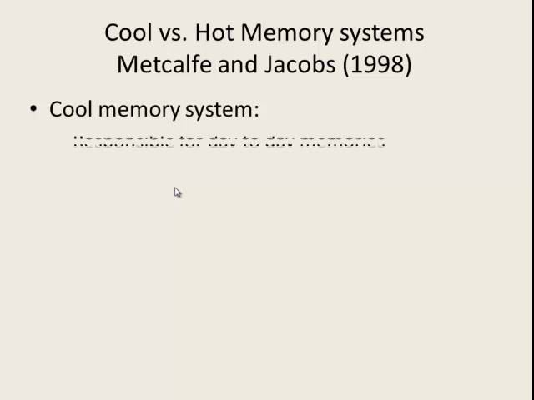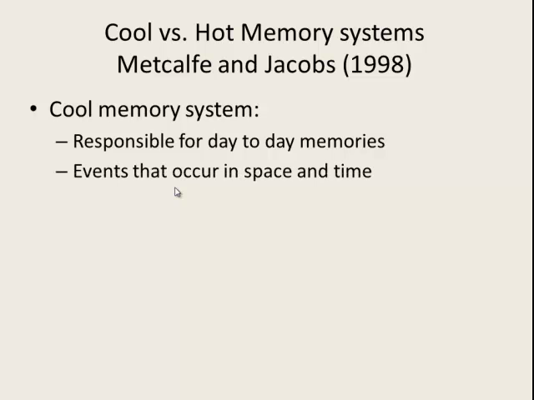Now, Metcalfe and Jacobs, they talked about different memory systems in the brain. A cool memory system and a hot memory system. So the cool memory system is sort of responsible for your day-to-day memories. Where did I park my car? What did I have for lunch? Events that occur in time and space. Location, when did it happen? And they said that the part of the brain that's responsible for that is the hippocampus.